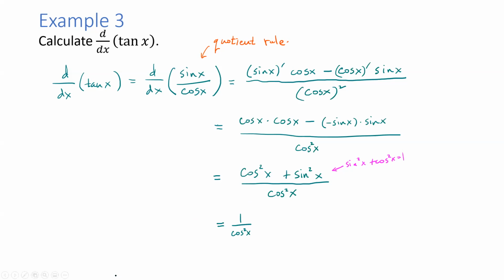Is there another way that I could write this? Cosecant squared? Well, careful, it's not cosecant. Secant squared. Secant squared, there you go. So remember, 1 over cosine is secant. So this is secant squared. Good. So we've shown here that the derivative of tangent is secant squared.